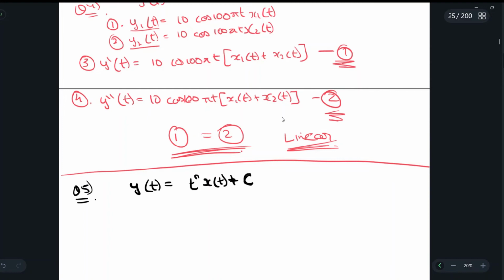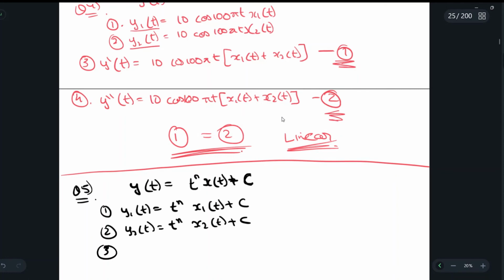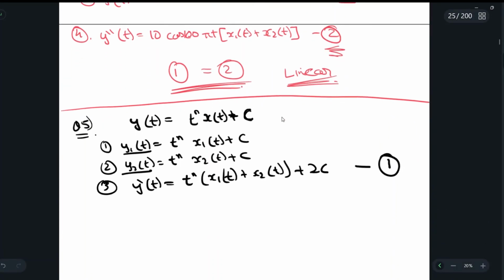Okay. So we will simply follow the steps again. That is, we will write y1 of t is equal to t to the power n x1 of t plus c. Then we will follow the second step, that is y2 of t is equal to t to the power n x2 of t plus c. Now we will simply find out y dash of t, that is simply the sum of y1t and y2t. On doing so you will get t to the power n, and we will take it common, we will get x1 of t plus x2 of t plus 2c. Okay, so this is what you have got for y dash of t, and let us say this is equation number 1. So now let us do our final step, that is part 4 or step 4.